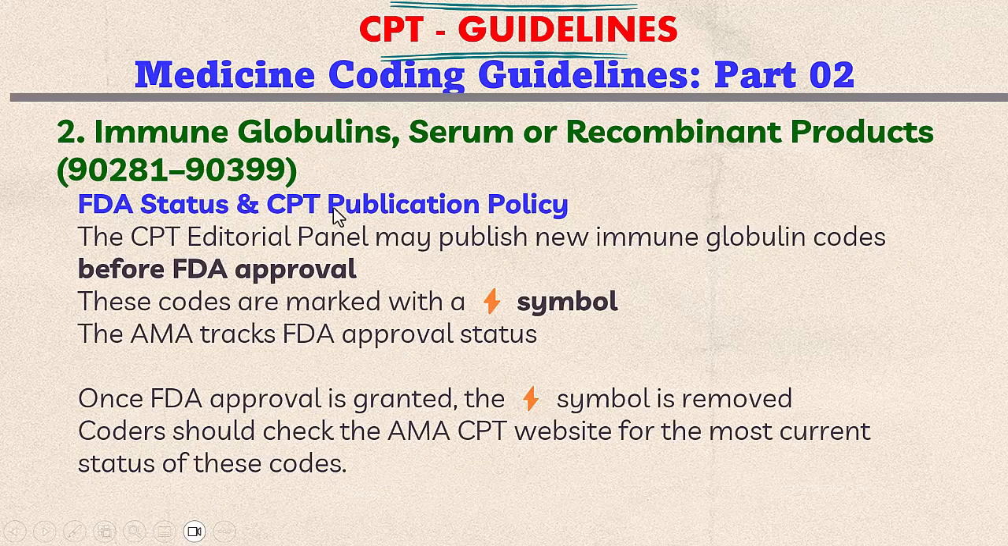FDA status and CPT publication policy. The CPT Editorial Panel may publish new immune globulin codes before FDA approval. These codes are marked with a lightning bolt symbol like this. The AMA tracks FDA approval status. Once FDA approval is granted, the symbol is removed, and coders should check the AMA CPT website for the most current status of these codes.